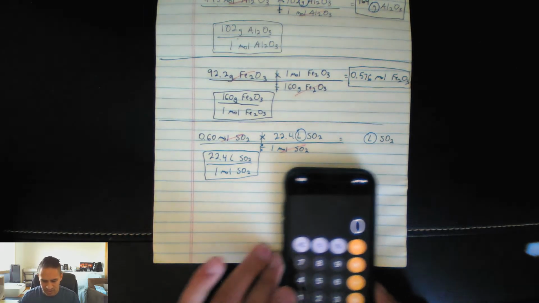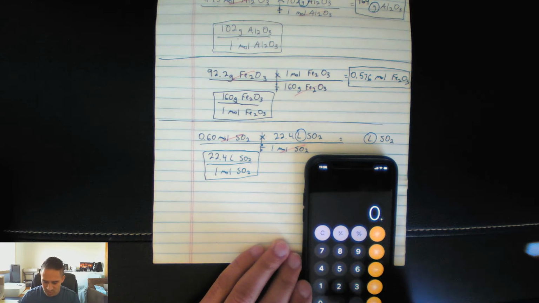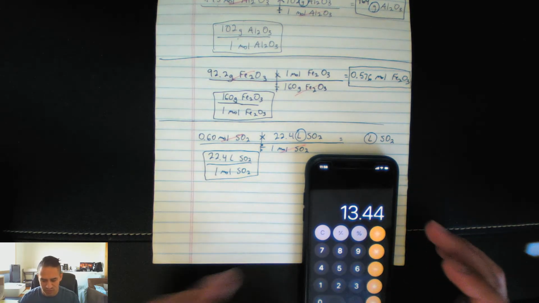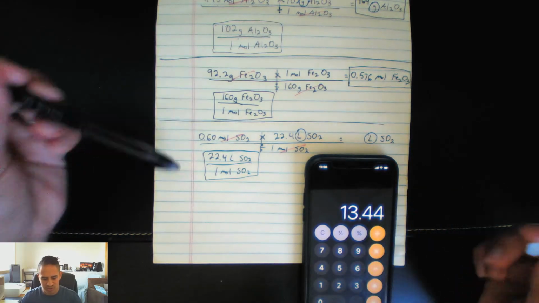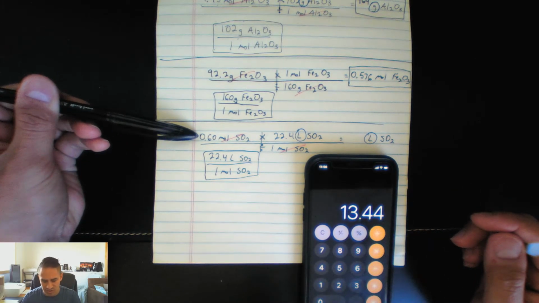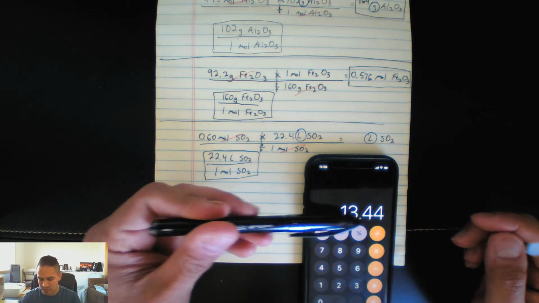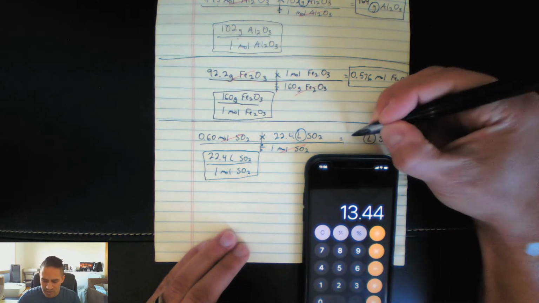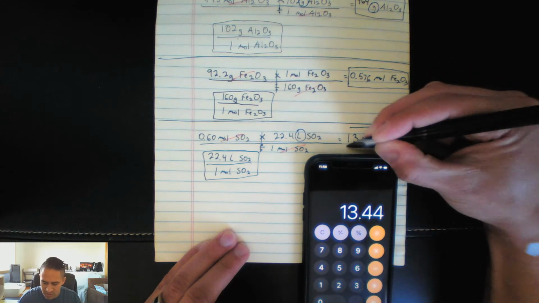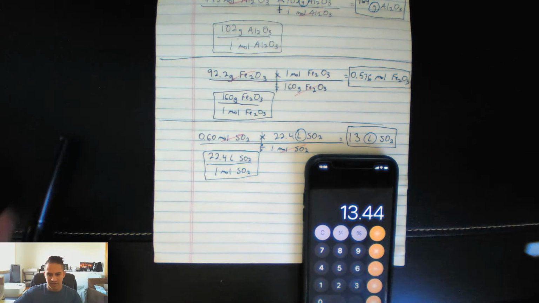So let's do our calculator here. So we're going to take 0.60 times 22.4, and then divide by 1 if you really want to. So you get 13.44. We are going to round this to 2 significant figures because this starting number has 2 significant figures. So we're just going to round this to 13, because the 0.4 would keep the 3 a 3. So the answer here we're looking for is 13 liters of SO2.